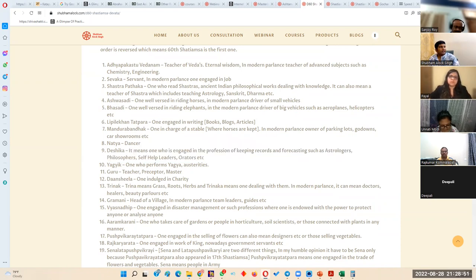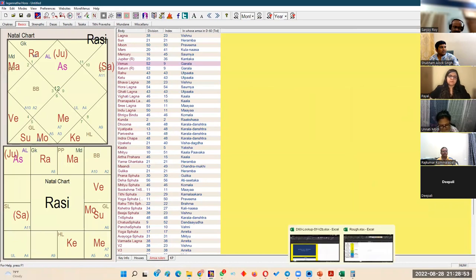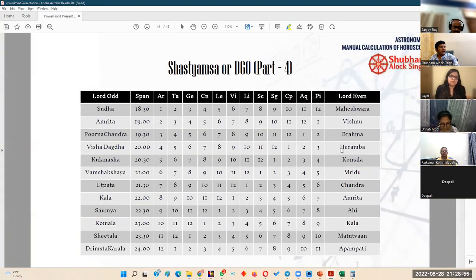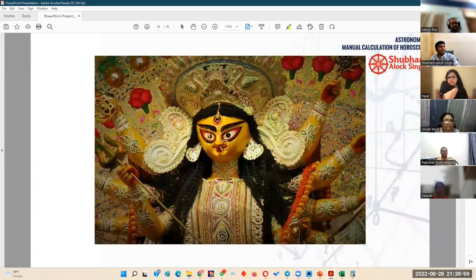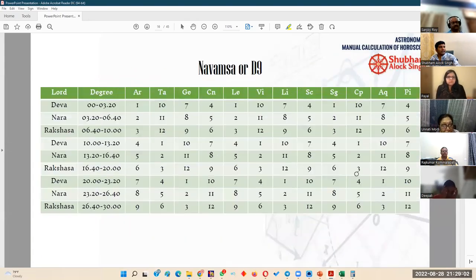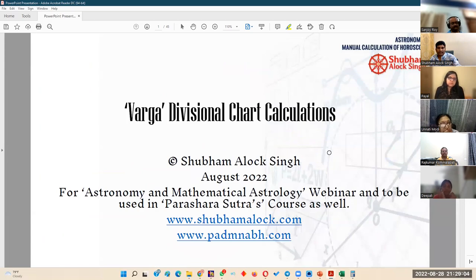Right? And these are the 60 divisional charts, and I am pretty sure that you are clear about how these different divisional charts are calculated, who are the lords of these different divisional charts, and which Rashi the planet will be situated in the divisional chart. With the help of these particular tables, you will have to do nothing.